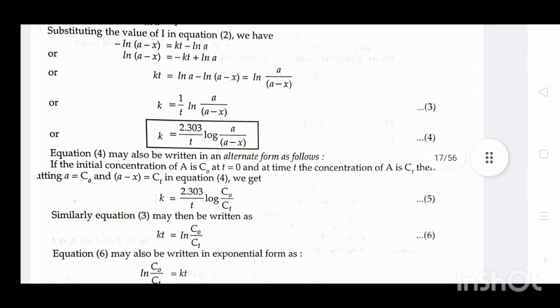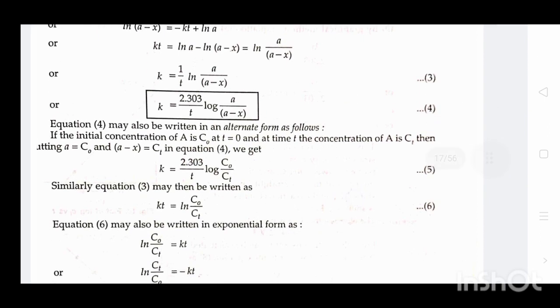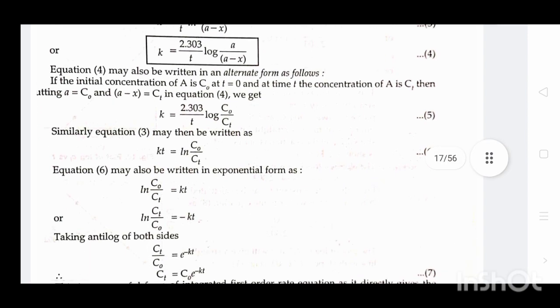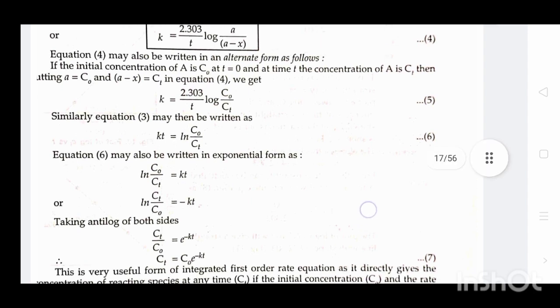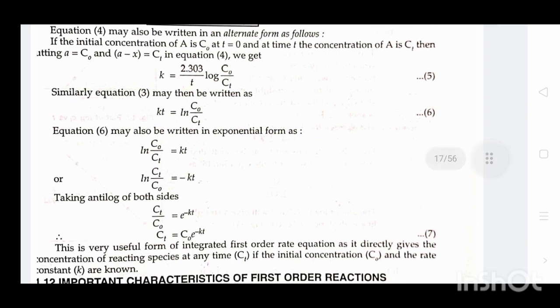Equation 4 may also be written in an alternate form as follows. The initial concentration of A is C naught at t equals 0, and at time t the concentration of A is Ct. Then putting a equals C naught and a minus x equals Ct in equation 4 we get k equals 2.303 divided by t log C naught by Ct. Similarly, equation 3 may then be written as kt equals ln C naught divided by Ct.